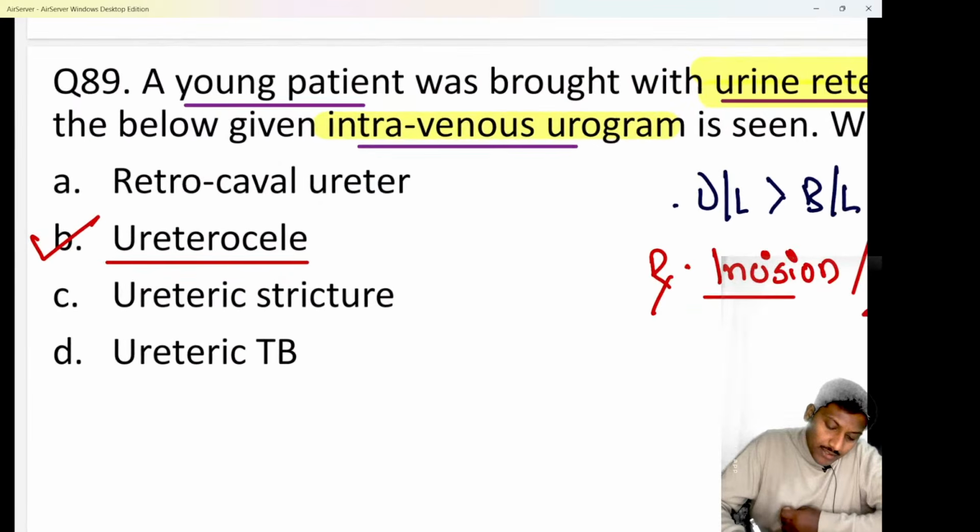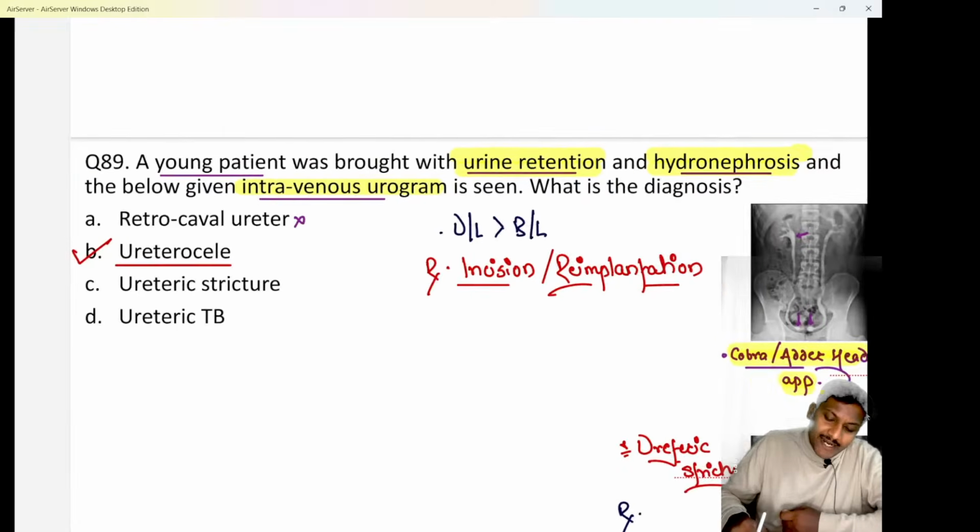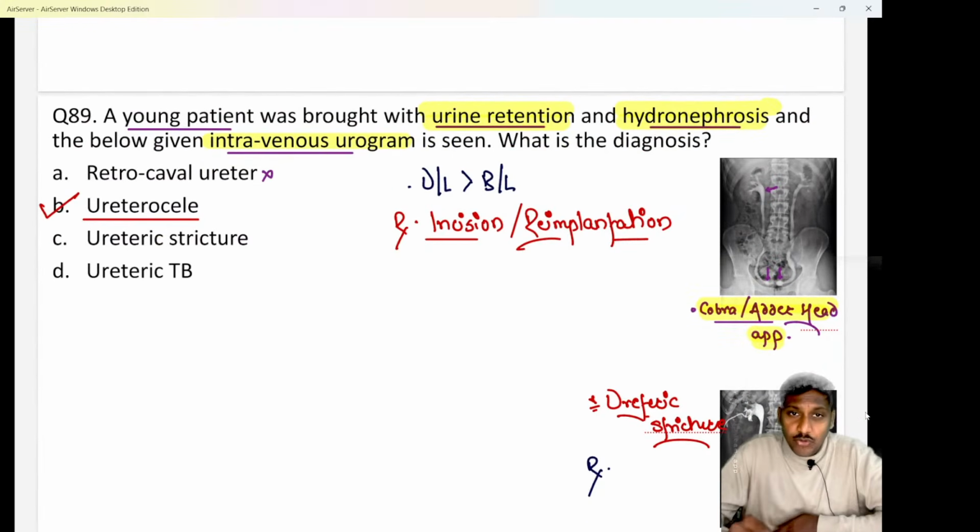Retrocaval ureter means whenever the right ureter goes behind the inferior vena cava, the IVC. That is known as retrocaval ureter. It also causes urine retention, and in retrocaval ureter, the IVU will classically show you a fish hook ureter or a reverse J-shaped ureter. So a fish hook ureter or a reverse J-shaped ureter is a feature of retrocaval ureter.